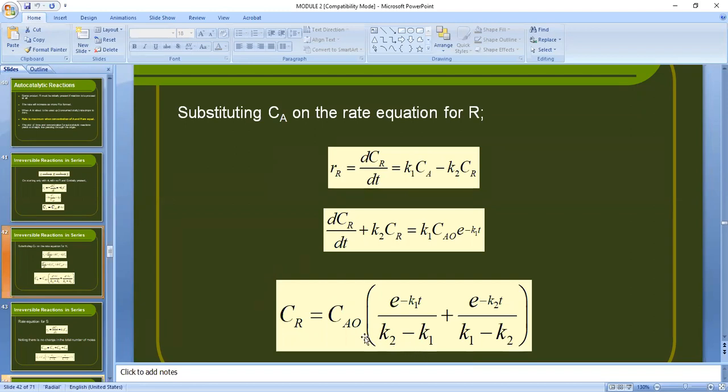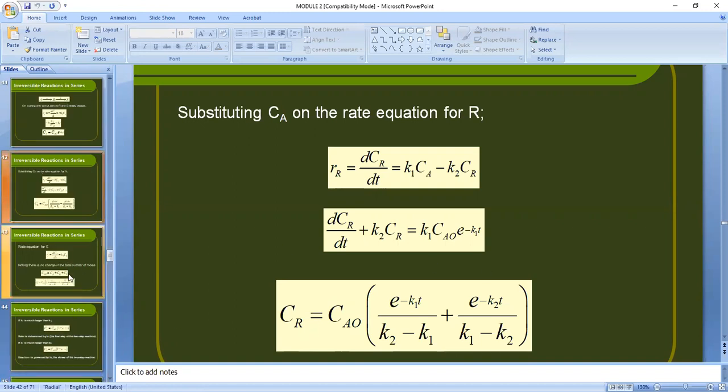What is the purpose of this formula? It will allow you to determine the amount of R present at any particular time. And there are really problems that came out in the board exam about this. Determining the amount of the intermediate at one particular time in the course of the reaction. So here, you only need the rate constants, K sub 1 and K sub 2, and the initial concentration. Since they are constants, if you know the time, you can determine the amount of the intermediate at that particular time.